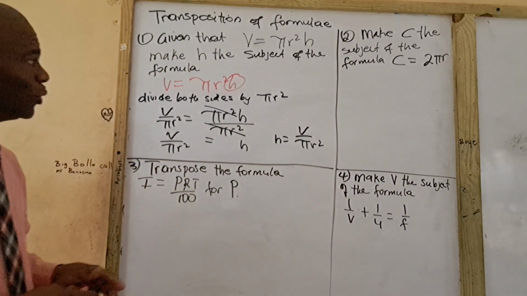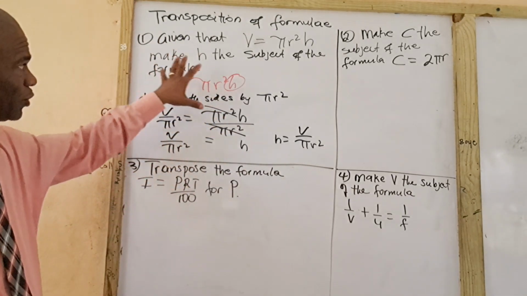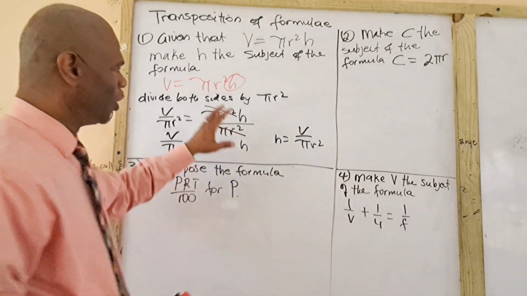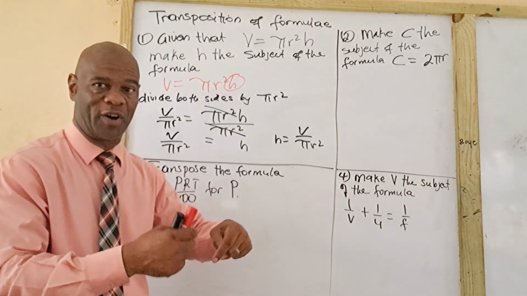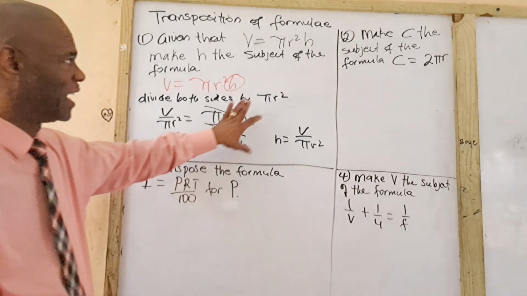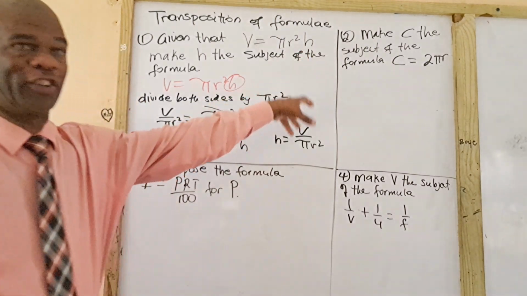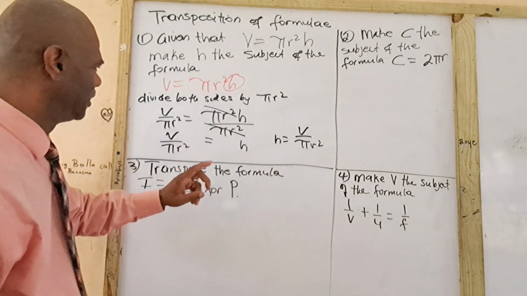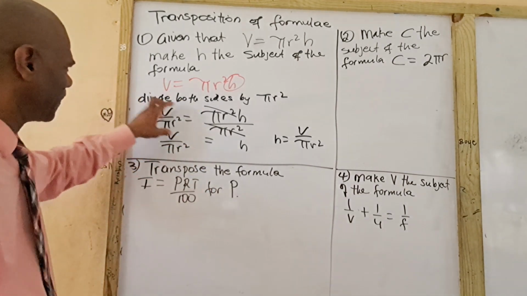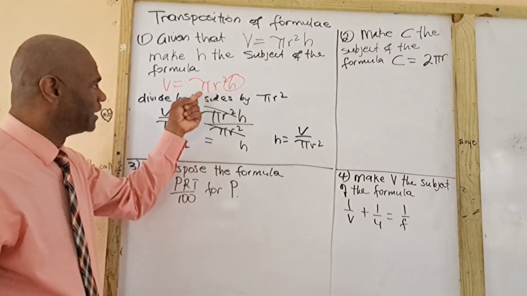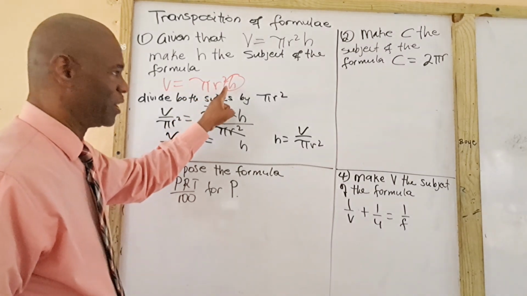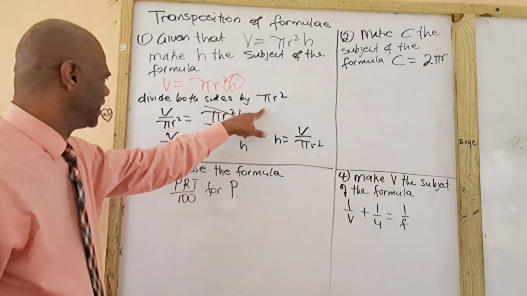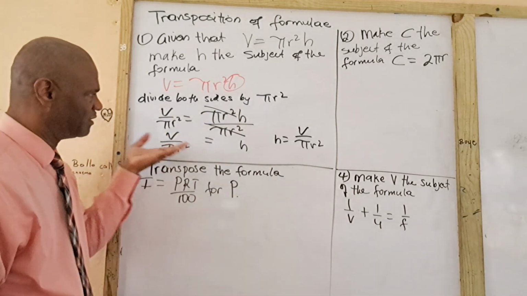So remember, when we're transposing a formula or changing the subject of the formula, all we're doing is moving the terms around to make the term they ask us to make the subject, or the leading term, right? So all the other terms will be equal to that term. So for this one, we just simply divide both sides by pi r squared, since we are multiplying right here, and that's it.